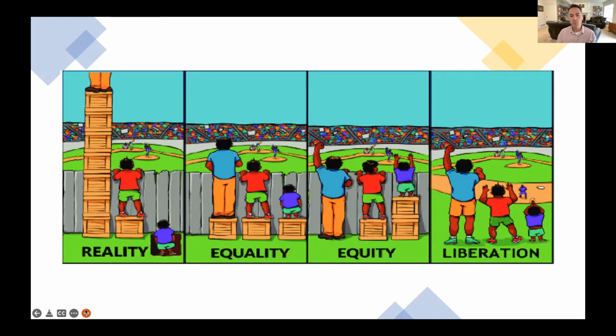Here's what equality looks like, where everybody gets the same thing, but you notice that there are still shortages here, right? There are still deficiencies in what people need. Here's equity, meaning people get what they need. And then this is liberation. What this says here is that this fence is gone.